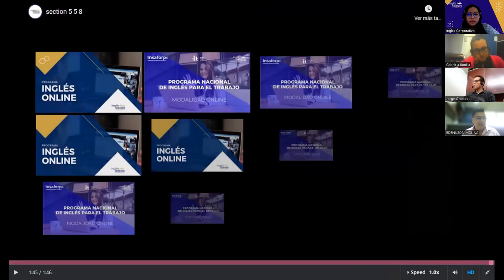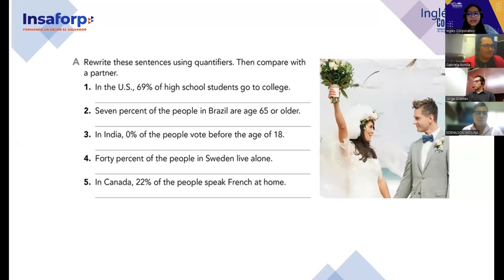Okay, now let's go to practice. Look, I have some examples here using quantifiers. In this case, it's about people from different countries. I have the United States, Brazil, India, people from Sweden, and people from Canada. You see? And what is the information that we want to express? Percentages. Remember that we are going to use quantifiers when we don't know the exact percentage of the information that we are going to present.